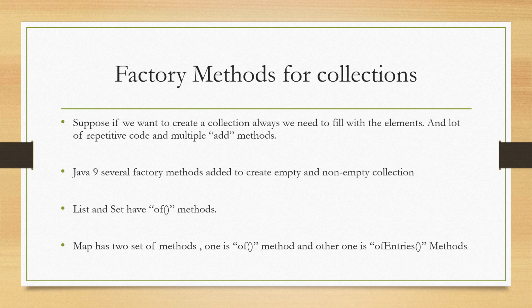That is one of the features, and also we can create empty and non-empty collections using these factory methods. In Java 9, several factory methods were added to create empty and non-empty collections. List and Set have the of method. Using this we can create empty and non-empty objects. Map has two sets of methods, one is the of method and one is the ofEntries method. They introduced two types of methods for Map. We will see an example in the next slide.